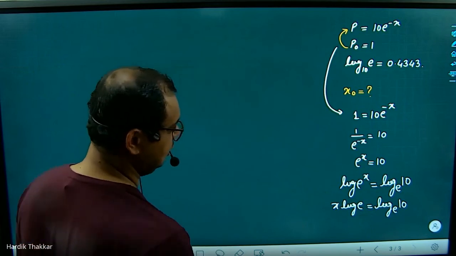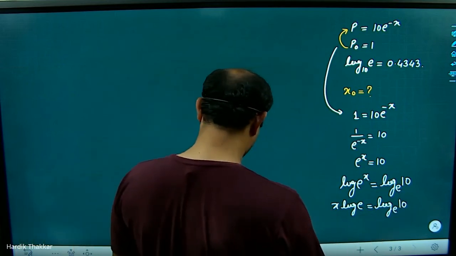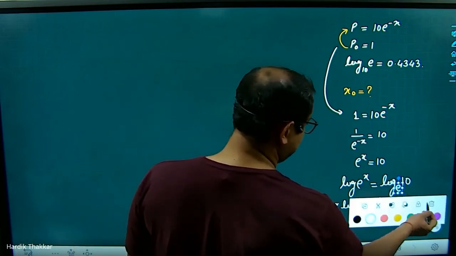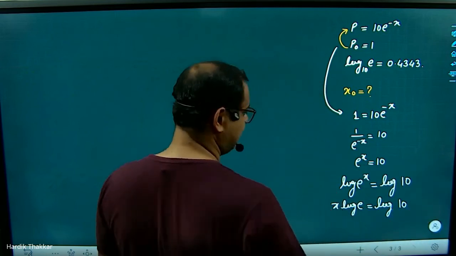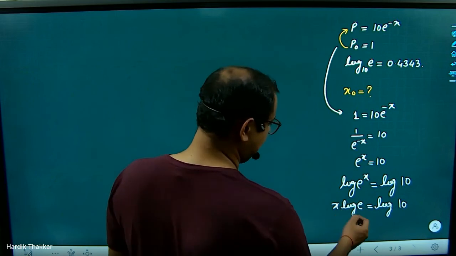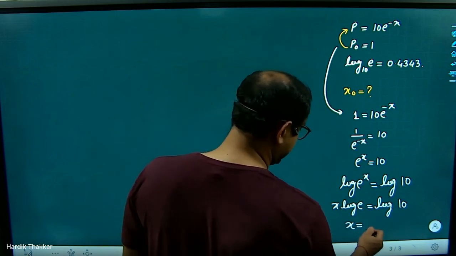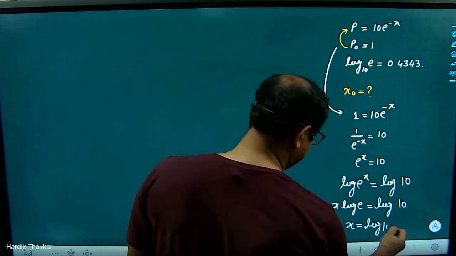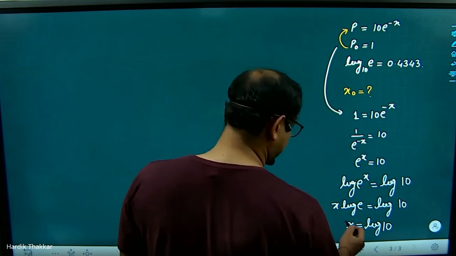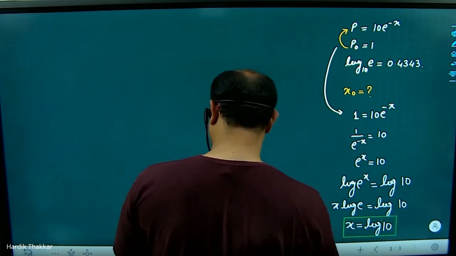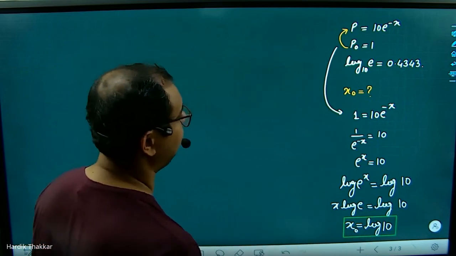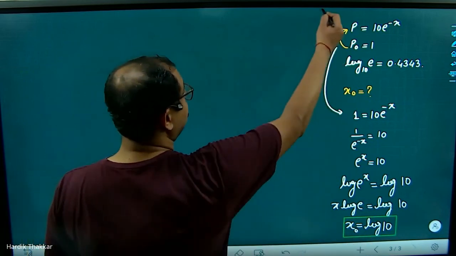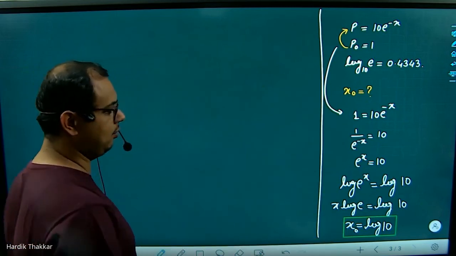Actually, we take the natural log, so e is the base, so log e is 1. So you'll get x is equals to log 10. So the value of x naught is log 10.